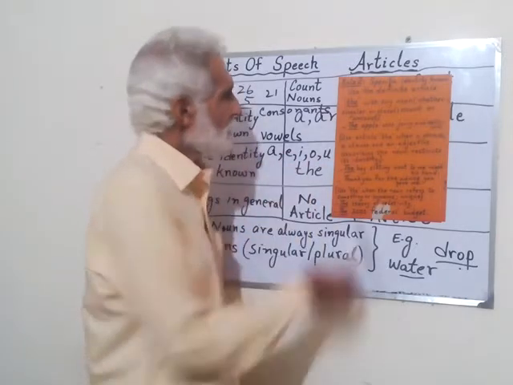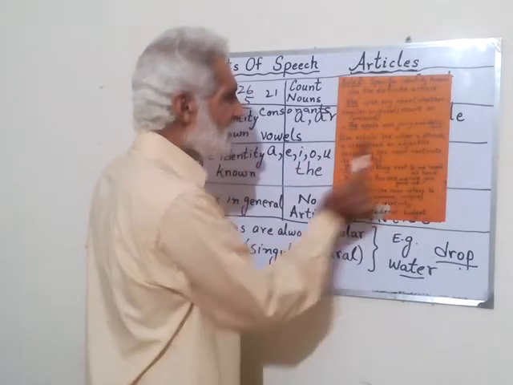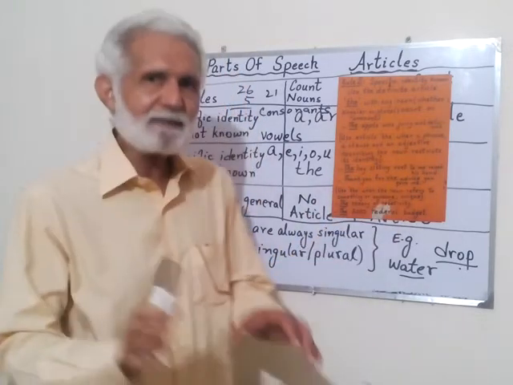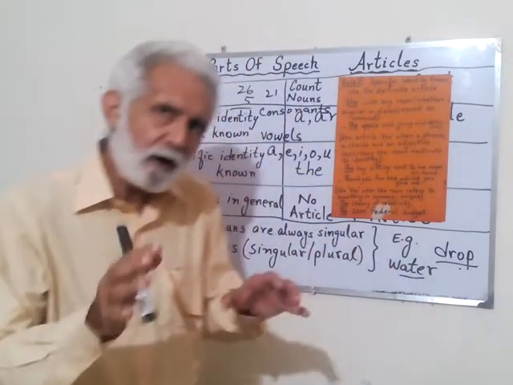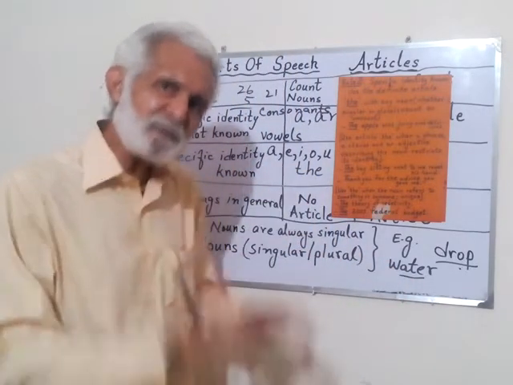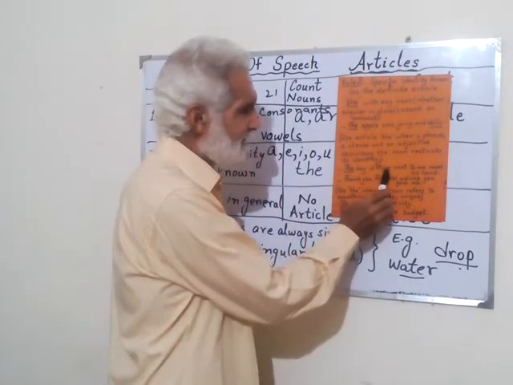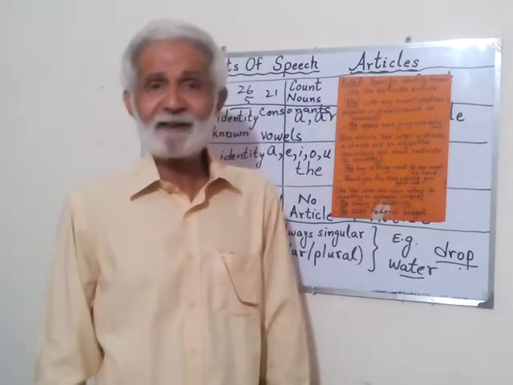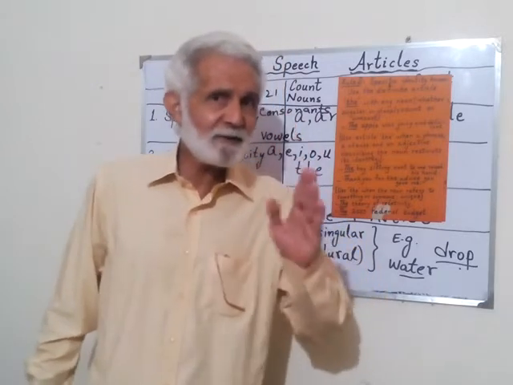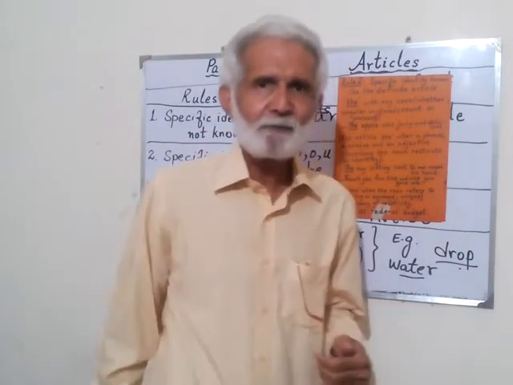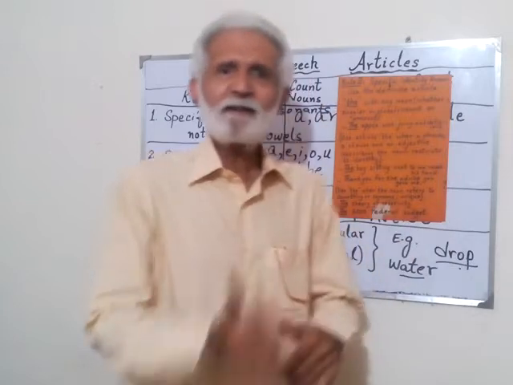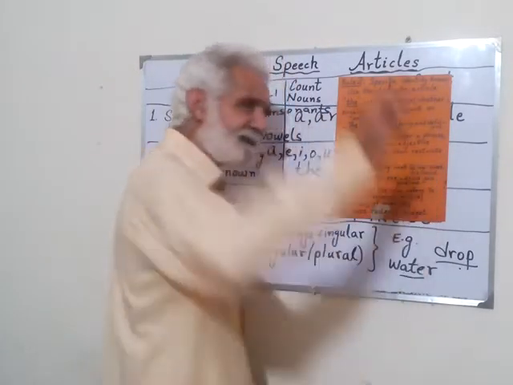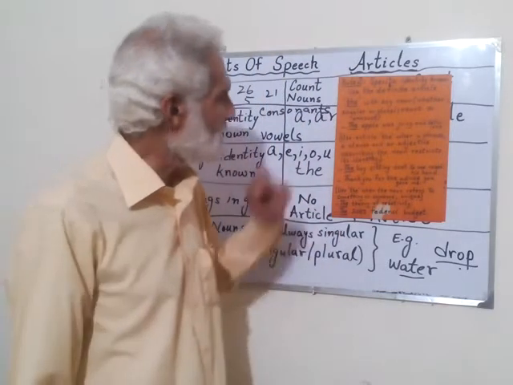It also says use the article "the" when a phrase, a clause or an adjective describing the noun restricts its identity. Now look how the identity is restricted. "The boy sitting next to me raised his hand." There are so many boys sitting in the class, but we are restricted to that boy who is sitting next to me. So the identity of that boy is restricted. So here "the" is used.